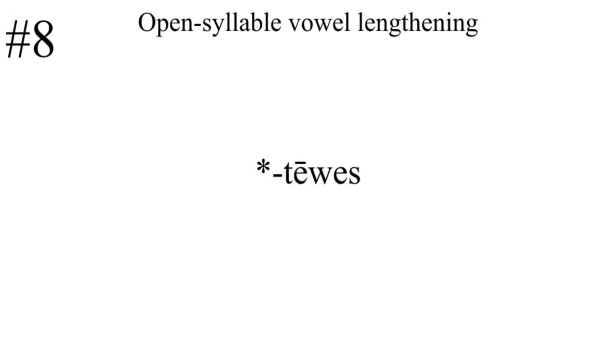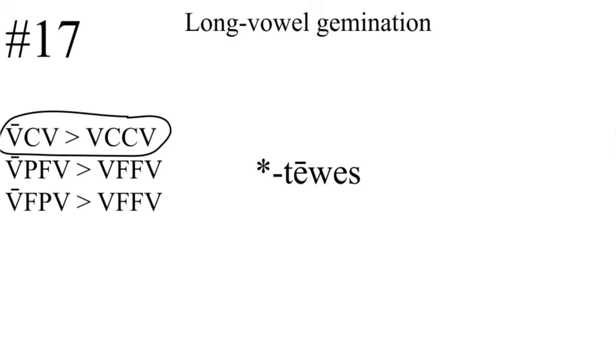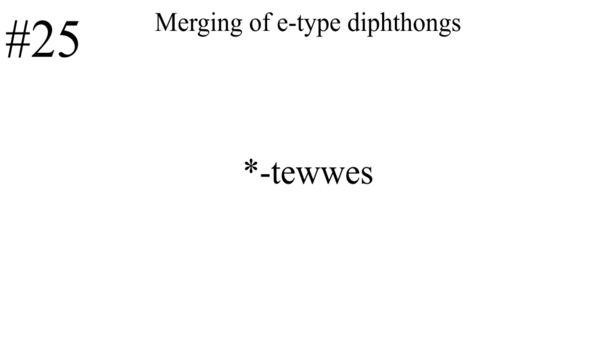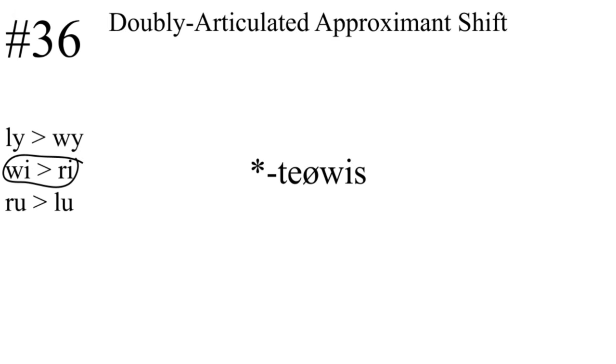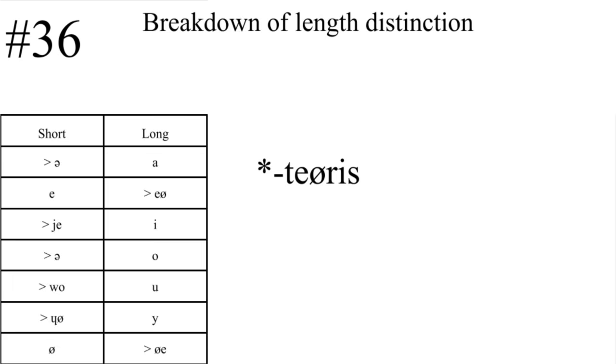Here's the other half. Tewes becomes tewes by Rule 8, which lengthens vowels in open syllables, but Rule 17 then uses that length to elongate the consonant, forming tewes. But you remember Rule 25, that O's gotta be an O. Tewes. Rule 26, the short vowel shift turns E into E, so tewis. Rule 36 turns the wa into ra next to a front vowel, teuris. Rule 37 breaks the E into ye, teuries.